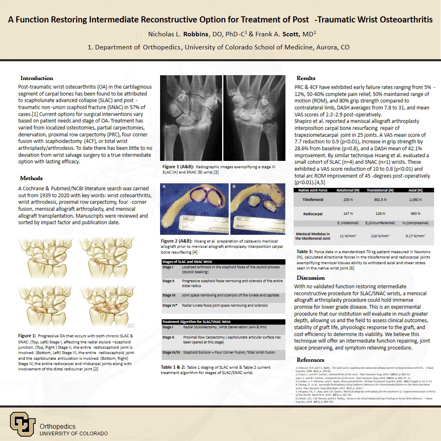With no validated function-restoring intermediate reconstructive procedure for SLAC or SNAC wrists, a meniscal allograft arthroplasty procedure could hold immense promise for low-grade disease. This is an experimental procedure that our institution will evaluate in much greater depth, allowing us in the field to assess clinical outcomes, stability of graft life, physiologic response to the graft, and cost efficiency to determine its viability. We believe this technique will offer an intermediate function repairing, joint space preserving, and symptom relieving procedure.